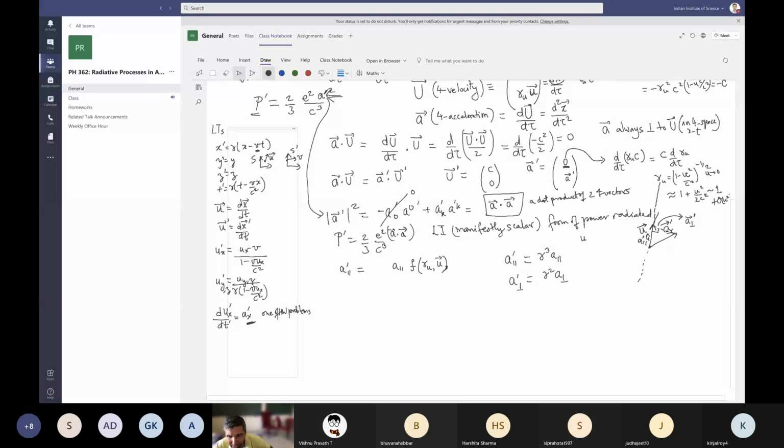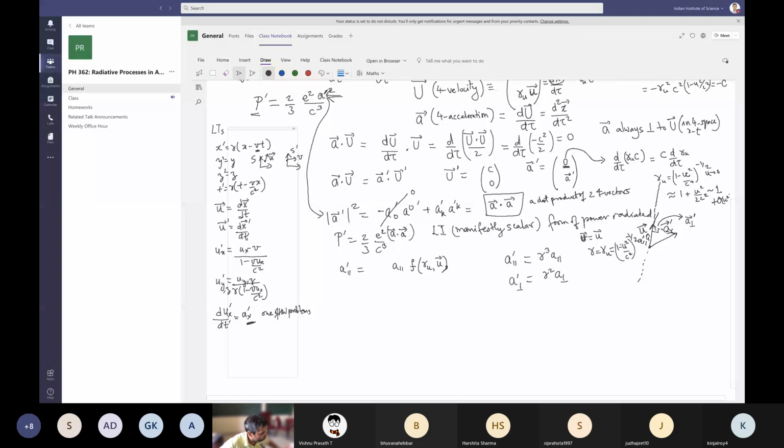When we plug in v equal to u, here gamma is actually gamma u, because there is no other v in this problem, and that's equal to 1 minus u squared by c squared to the minus a half. Is it clear what I'm doing here? These are the Lorentz transformations of accelerations from the lab frame. This is how the rest frame acceleration and the lab frame acceleration are related.